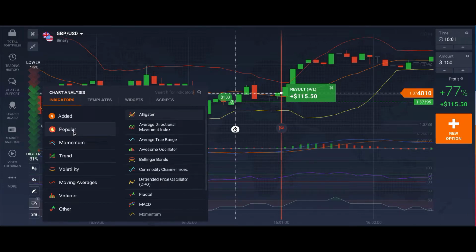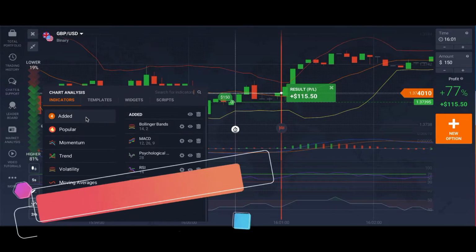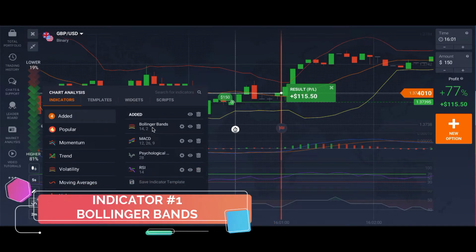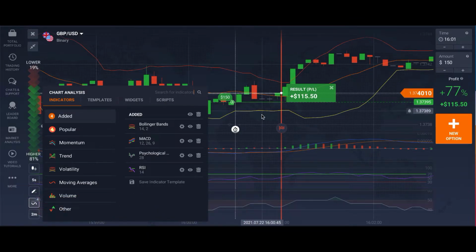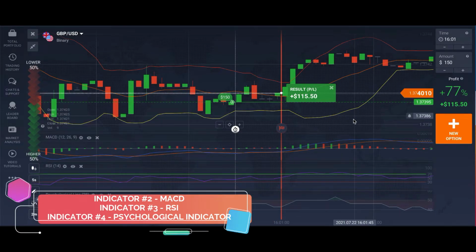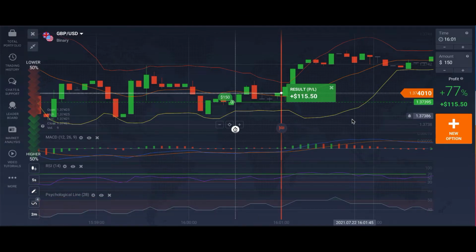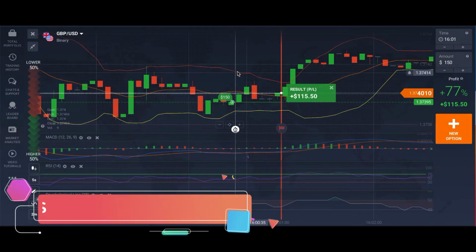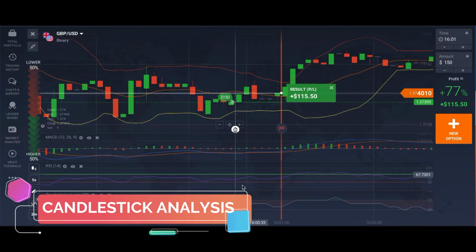So the indicators that I use, as I said, are very common, as you can see here. I'm using the Bollinger Bands, which is the first one here, which just shows the trading bandwidth, the width of the channel, so to speak. MACD, the psychological indicator, and the RSI. Now that's pretty much it. But the thing about indicators is they typically do lag, so I still rely on candlestick analysis as a primary means, and the indicators to support the decision.